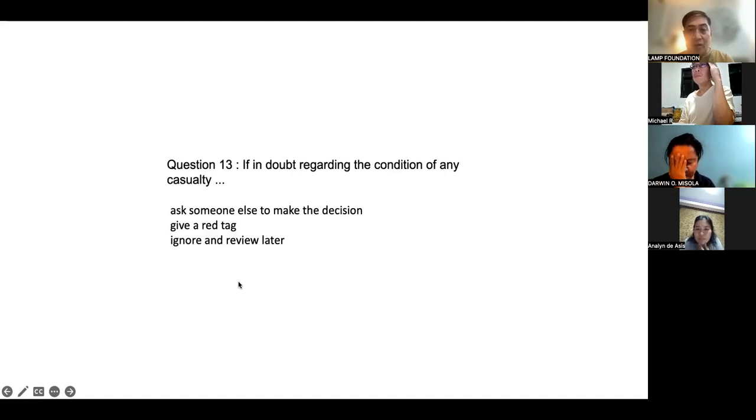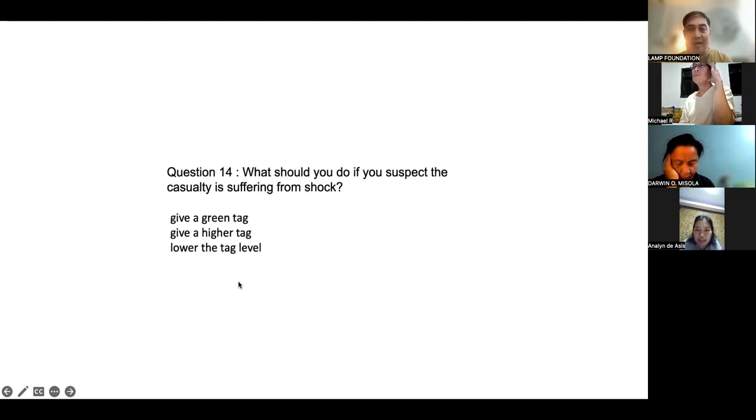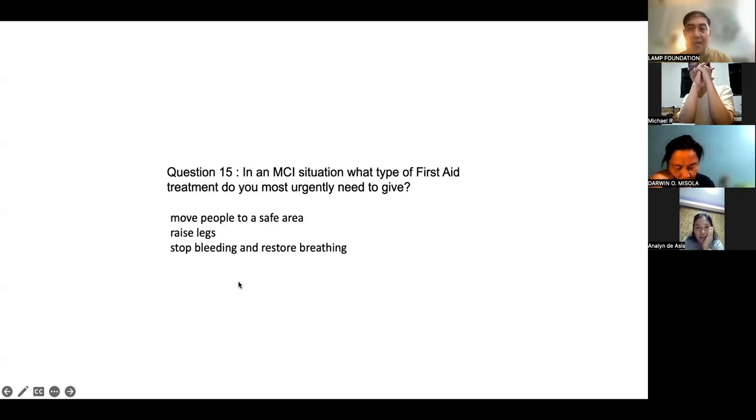If in doubt regarding the condition of any casualty, what do you do? Give a red tag. What should you do if you suspect the casualty is suffering from shock? Give a higher tag. In an MCI situation, what type of first aid treatment do you most urgently need to give? Stop bleeding and restore breathing.